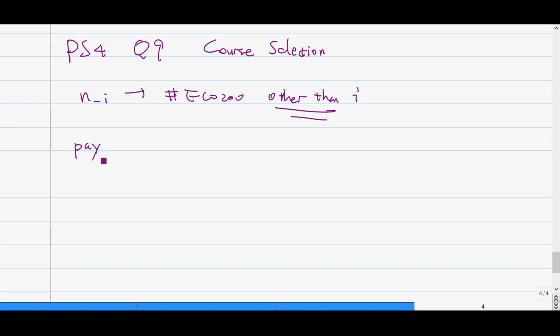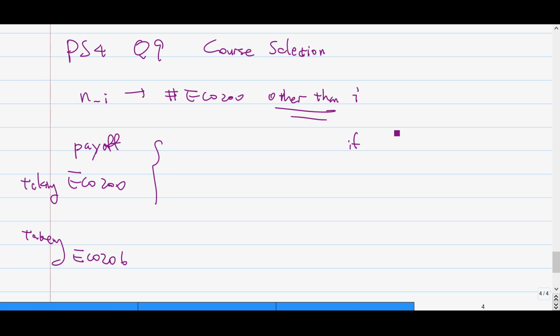So not twice, once. The payoff comes from two things: first from taking ECO200, second from taking ECO206. So I need two payoffs. And this payoff is actually harder to write than usual because when the course is harder, there's a difficulty. When the course is easier, there's no difficulty. That's why we need to break into two cases when we write down the payoff function.